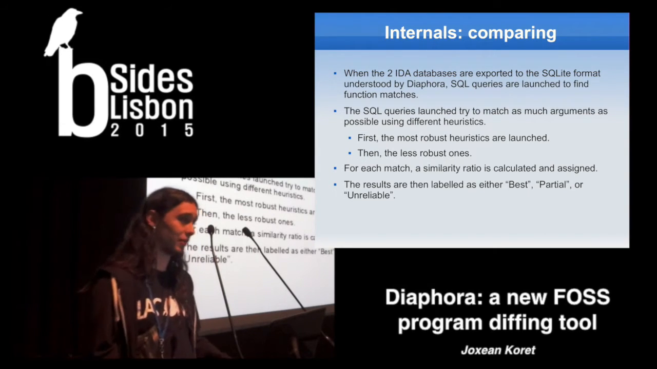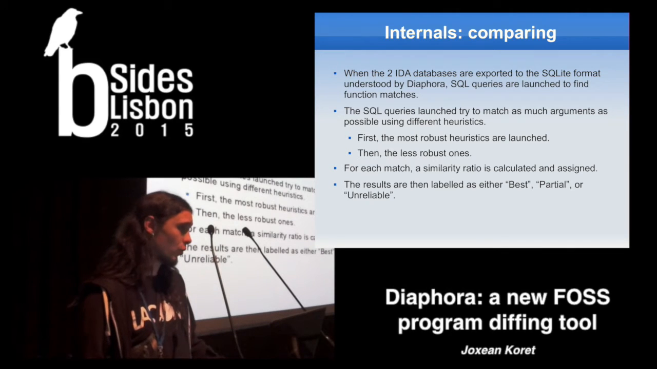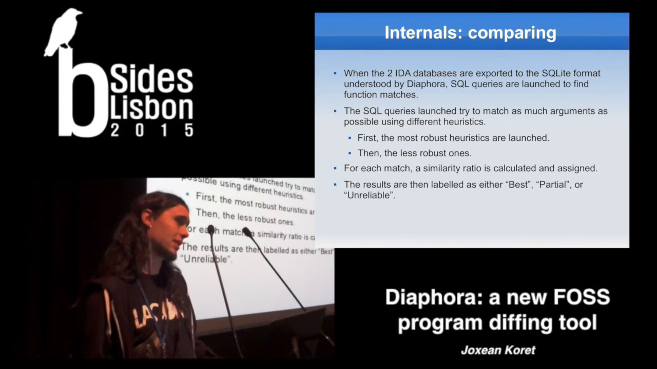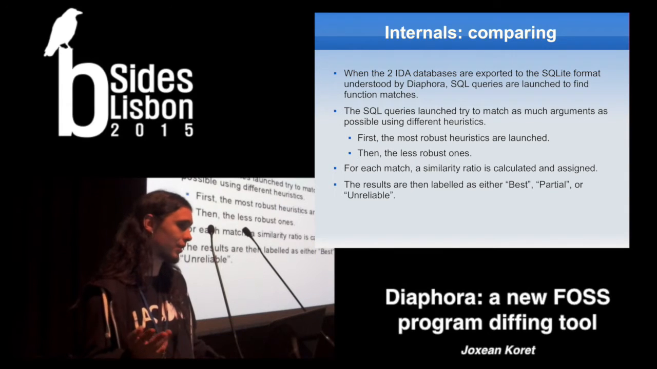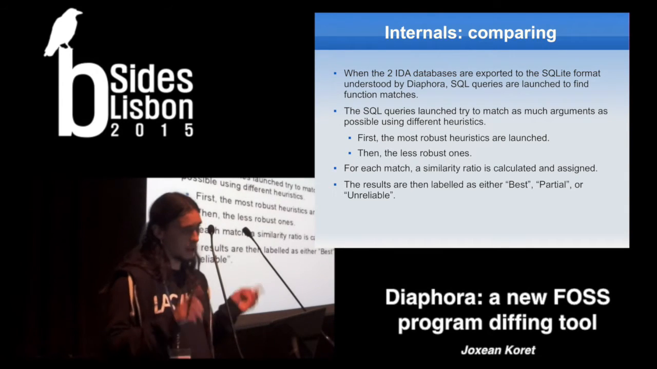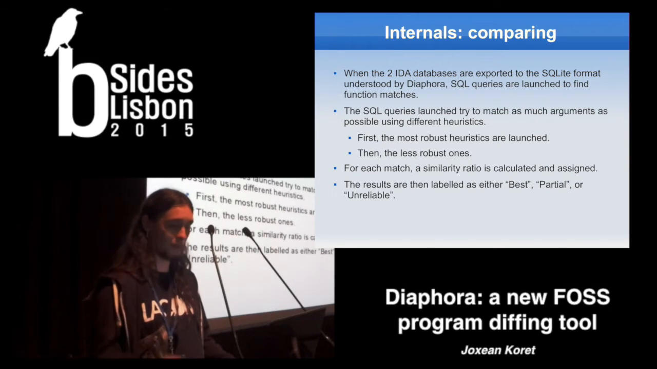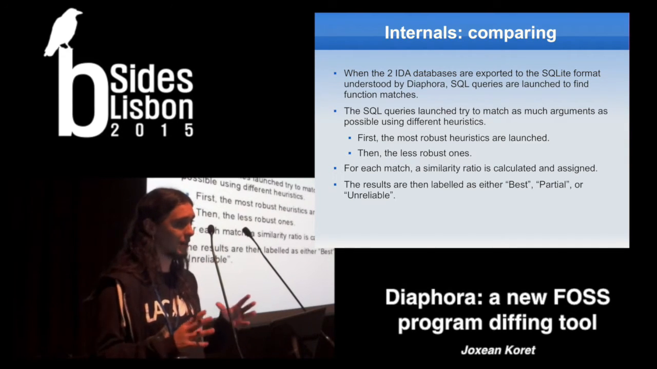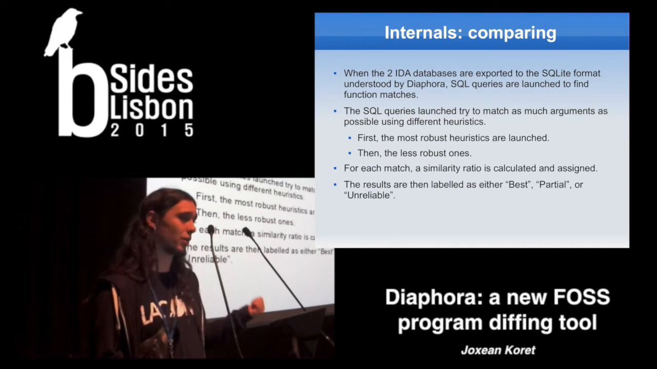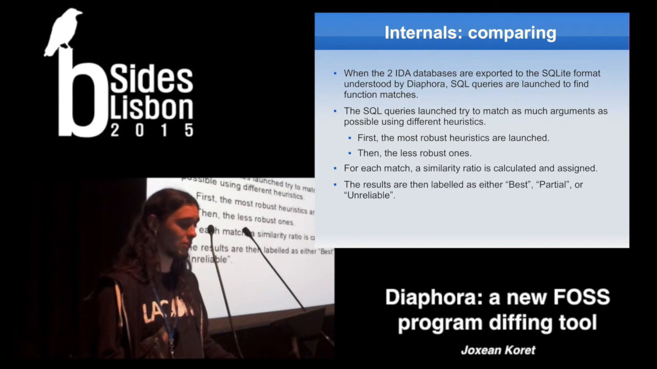Okay, comparison. When comparing two IDA databases, and as of now, Diaphora can only compare two databases, it cannot compare, for example, a directory or something like that. The two databases that are exported to the SQLite format, understood by Diaphora, are simply compared using SQL queries with all the attributes that were extracted before. The SQL queries launched try to match as much as possible using many different heuristics.